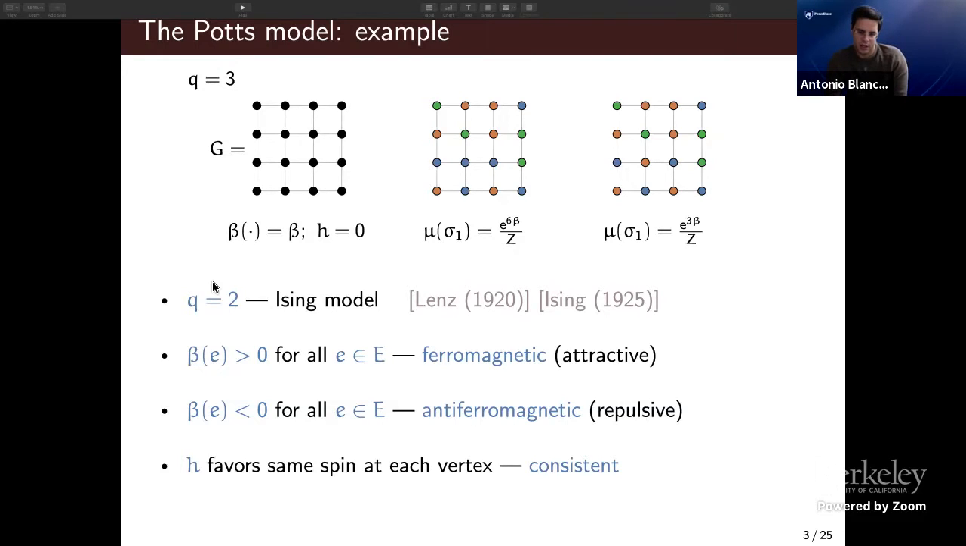Another relevant classification, which will be important when we consider the computational complexity of various problems, is whether the field is consistent or not. We say that the field is consistent when it favors the same spin at every vertex. For example, in the Ising model, the field is consistent when it favors always plus or always minus. More generally, in the Potts model, the field is consistent when it's always favoring red or always favoring green, and so on. Otherwise, the field is called inconsistent.